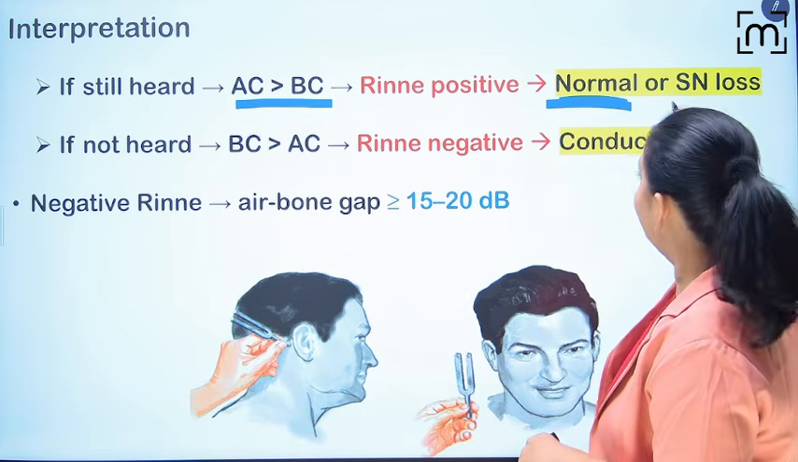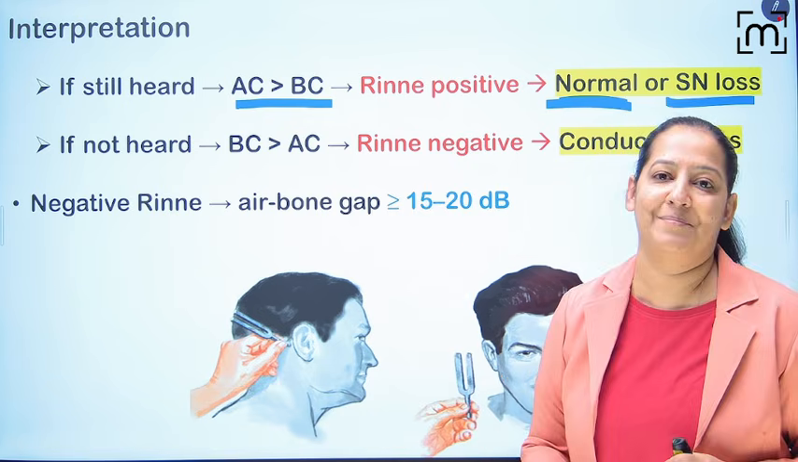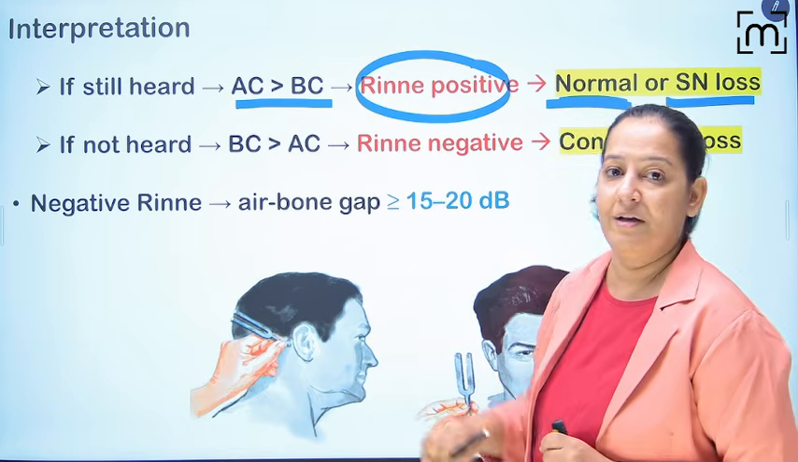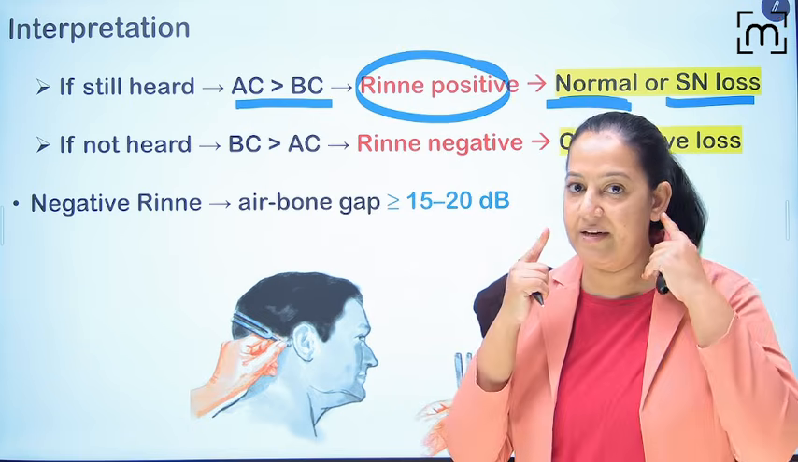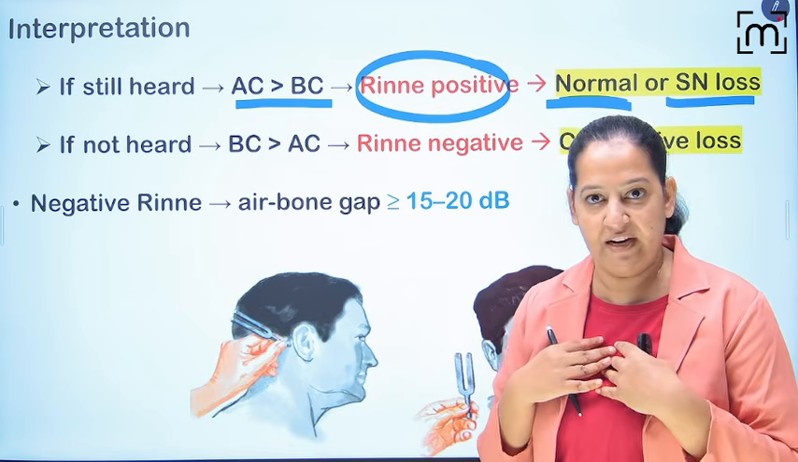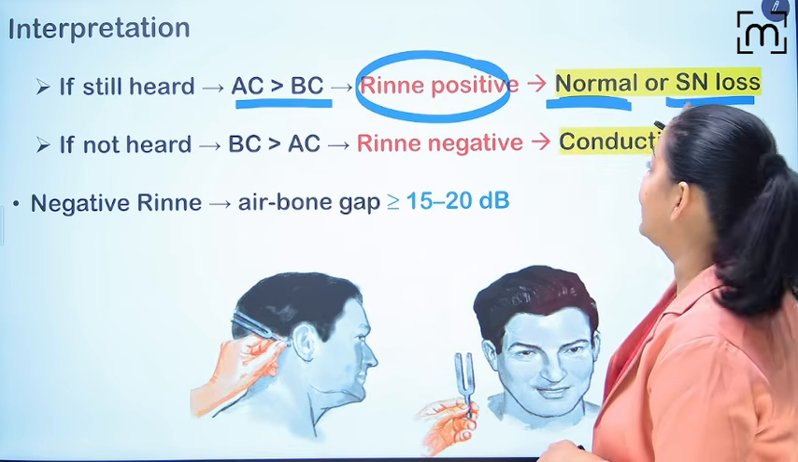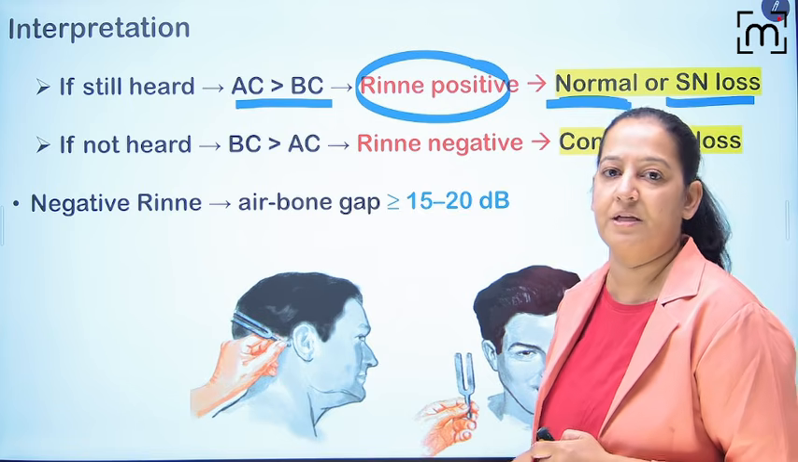But in sensorineural deafness also, AC is greater than BC. And this is known as Rinne positive. Rinne is positive in two conditions. Normally also Rinne is positive. In me, in both ears, Rinne is positive, because I don't have any deafness. But if anyone has sensorineural deafness, then also AC is greater than BC. He will say, ma'am, why?